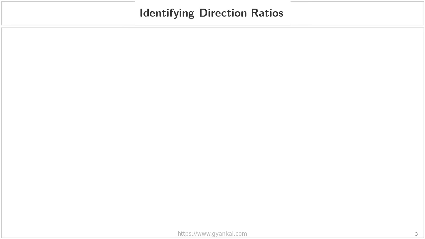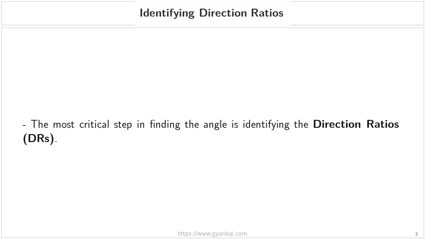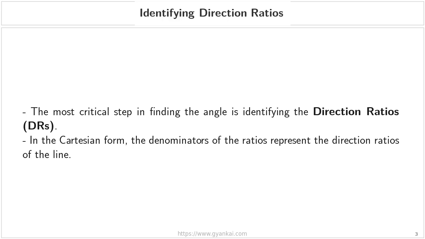Identifying direction ratios. Now that we have seen the general structure of the Cartesian equations for two lines on the previous slide, let's focus on the most critical step in this entire process: identifying the direction ratios, often abbreviated as DRs. If you look closely at the equations we just discussed, you'll notice that the denominators of those ratios represent the direction ratios of the line. This is where the real information about the line's path is hidden.